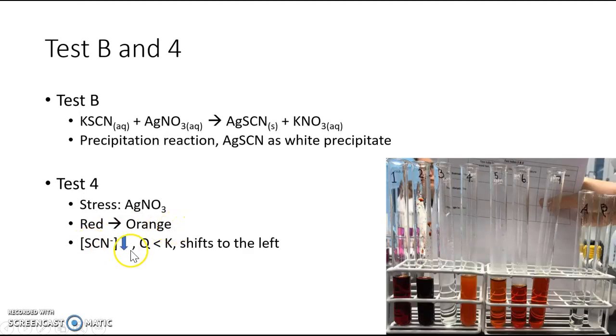And that's due to the fact that when the amount of thiocyanate decreases, the Q value becomes larger than the K value, and the reaction shifts to the left to form more reactants again, so that it can again reach equilibrium.